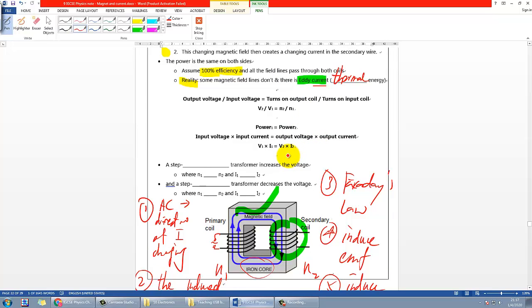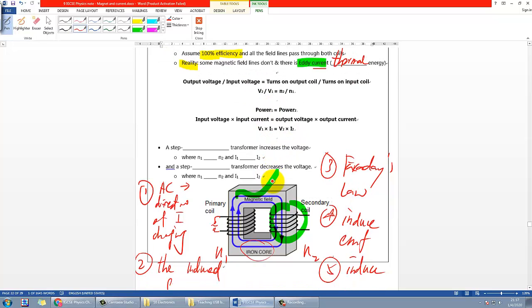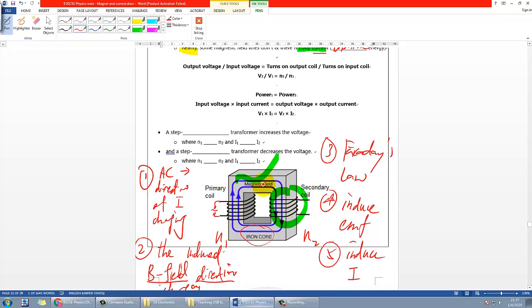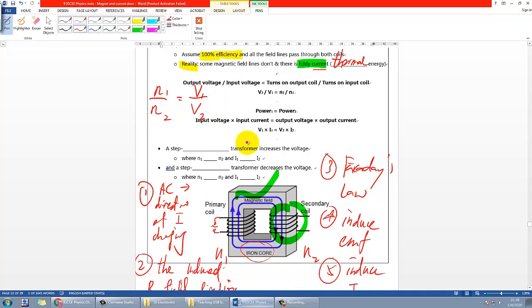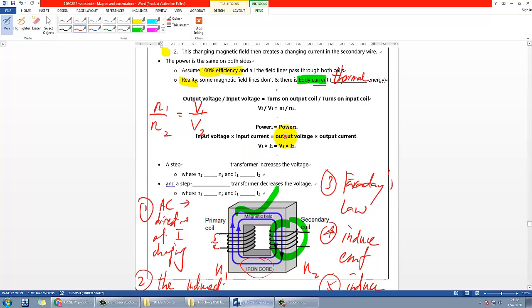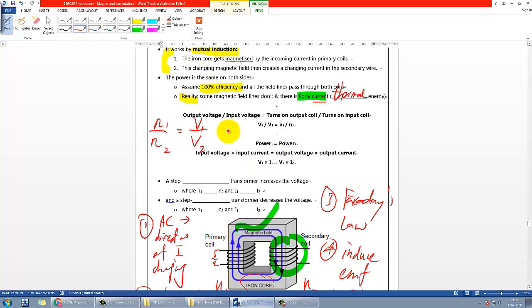If you're okay with that, then let's introduce some formulas. The ratio of turns between the two sides will affect the ratio of the voltage. So therefore we have an equation. It's very simple to remember. It is simply N on each side and V on each side: N1 over N2 equals V1 over V2. That means the side with more turns would always have higher voltage, no matter whether it's stepping up or stepping down. So this is the first equation you have to learn.